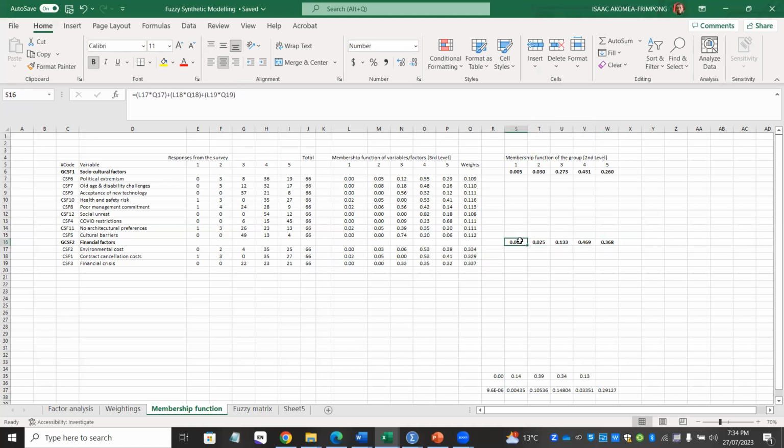And the group membership function came out of the membership function of the factors. The membership functions of the factors represent the third level, and the membership function of the group represents the second level. The first level is going to be the overall. So you get the idea.